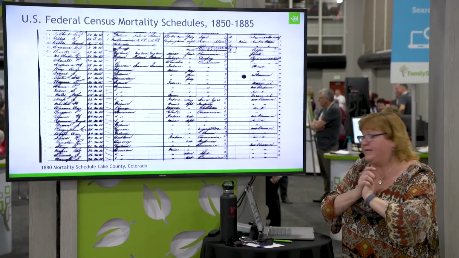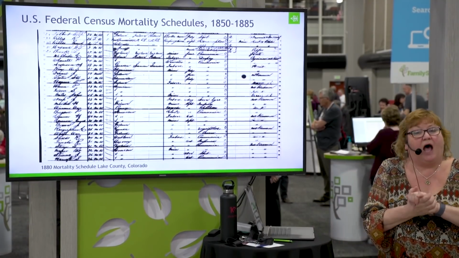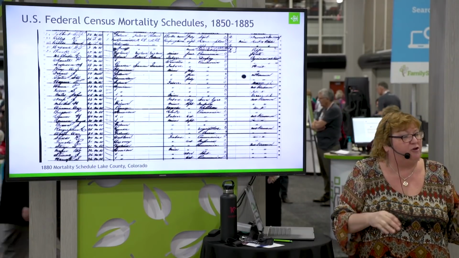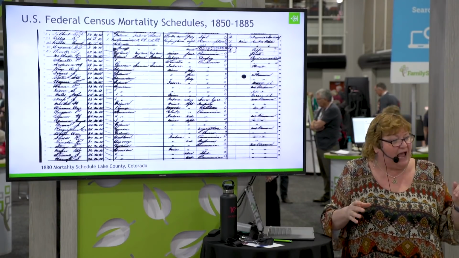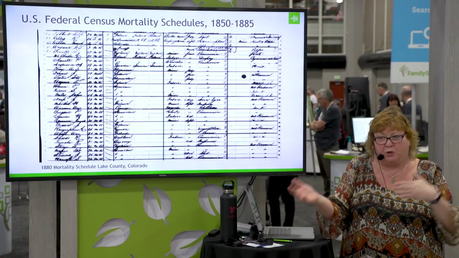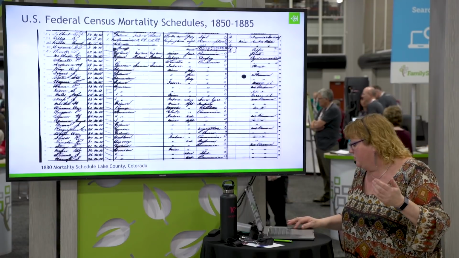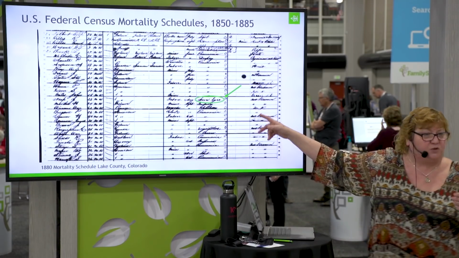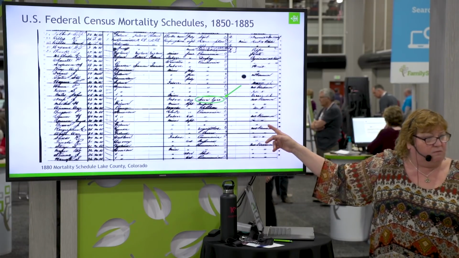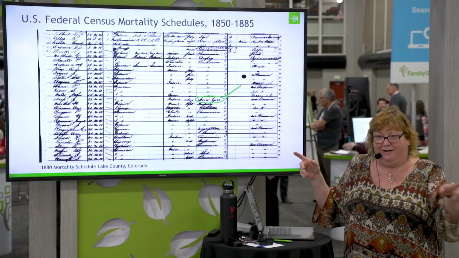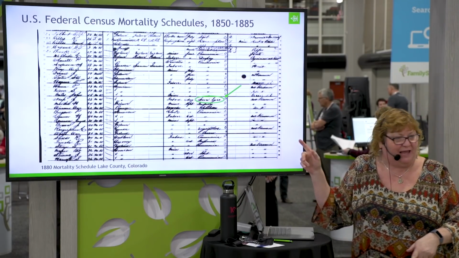We also have mortality schedules on Ancestry. These sometimes don't surface as well, but they're very valuable, even if your ancestor didn't die in the year previous to the census, because that's who's recorded in those. And you can learn some important things, too. For example, this gentleman here died of sore eyes. So all of you out there at 3 o'clock in the morning, beware. Sore eyes, it's a real thing.